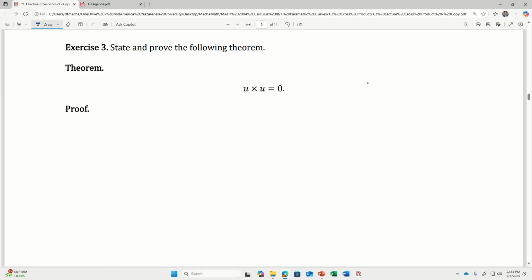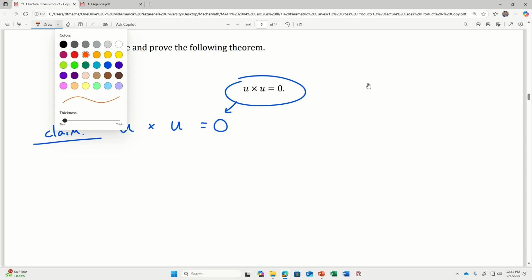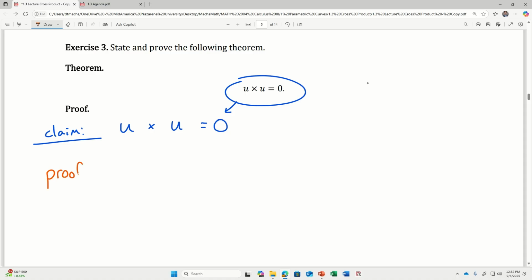This says, if I take a vector and I cross product with itself, then it has to be 0. Okay? That's what I'm trying to prove. Now, if you want to prove this, then it's really easy. You're just going to use the formula. Because if I do u cross v, then obviously it's like u2v3 minus u3v2 and so on.